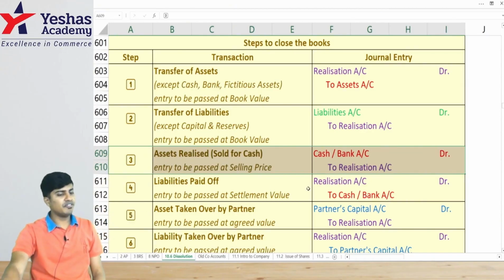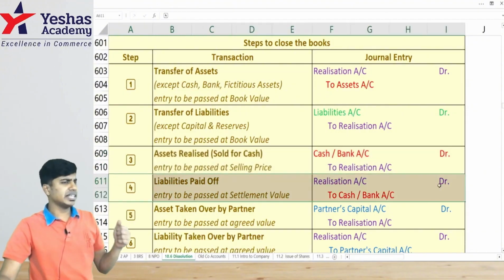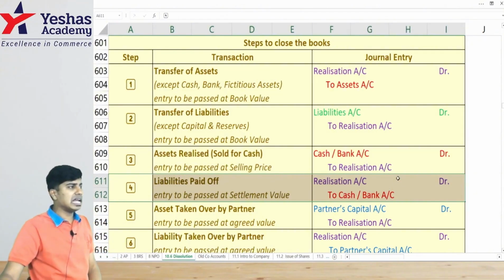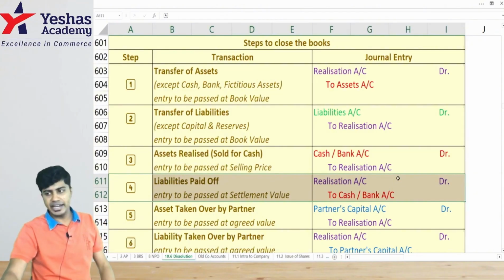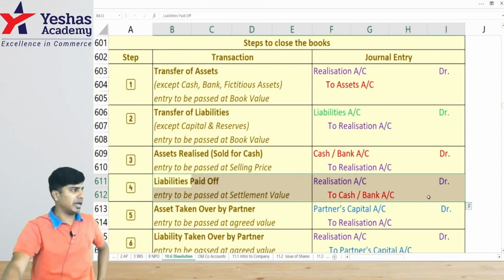Next one, if in case liabilities are paid, what is the entry? Usually entry is liabilities to cash. Here we won't debit liabilities. Instead of debiting liabilities, I'll debit realization. Entry will be realization account debit to cash or bank.